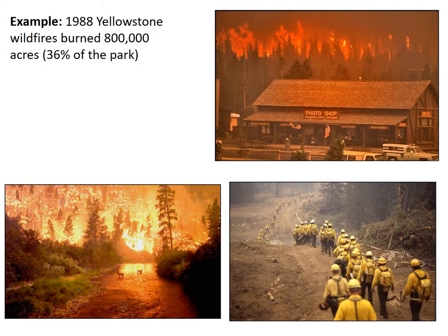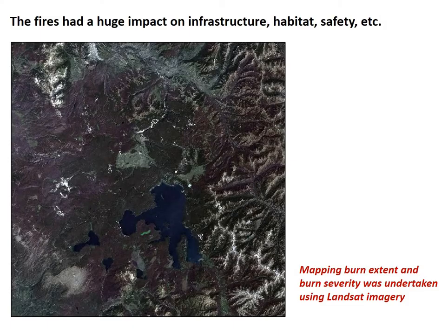And I want to build on fire danger for an example that we're going to use in this video and in upcoming videos. We're going to look at if we can classify Yellowstone National Park after the 1988 Yellowstone wildfires burned over 800,000 acres, roughly a third of the park. Absolutely devastating wildfires. They have a huge impact on infrastructure, habitat, and wildlife, and it really pays to know very quickly the extent of what was burned, right? And create a map of what was burned for management.